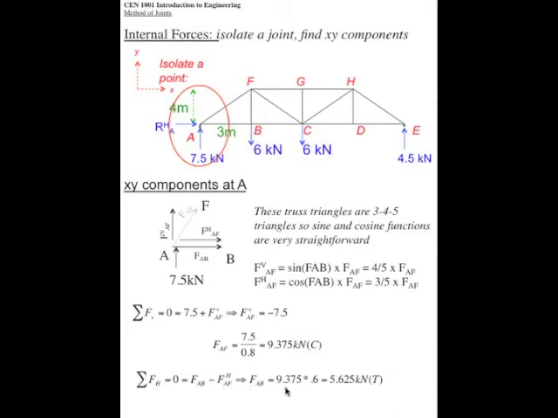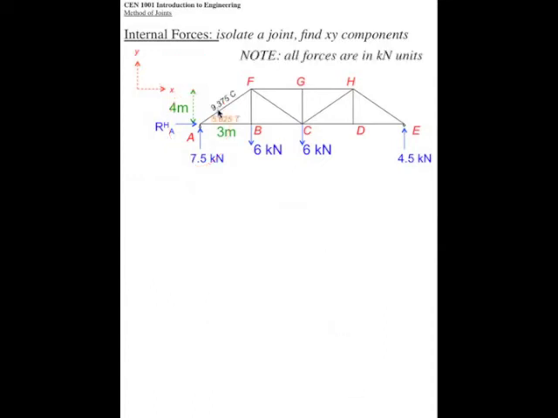and AB then is 9.375 times the cosine of the angle. Right? So F sub AB is 5.625, and we know it's in tension because it came out positive, and we had assumed tension. Okay, so now we have these two internal forces.